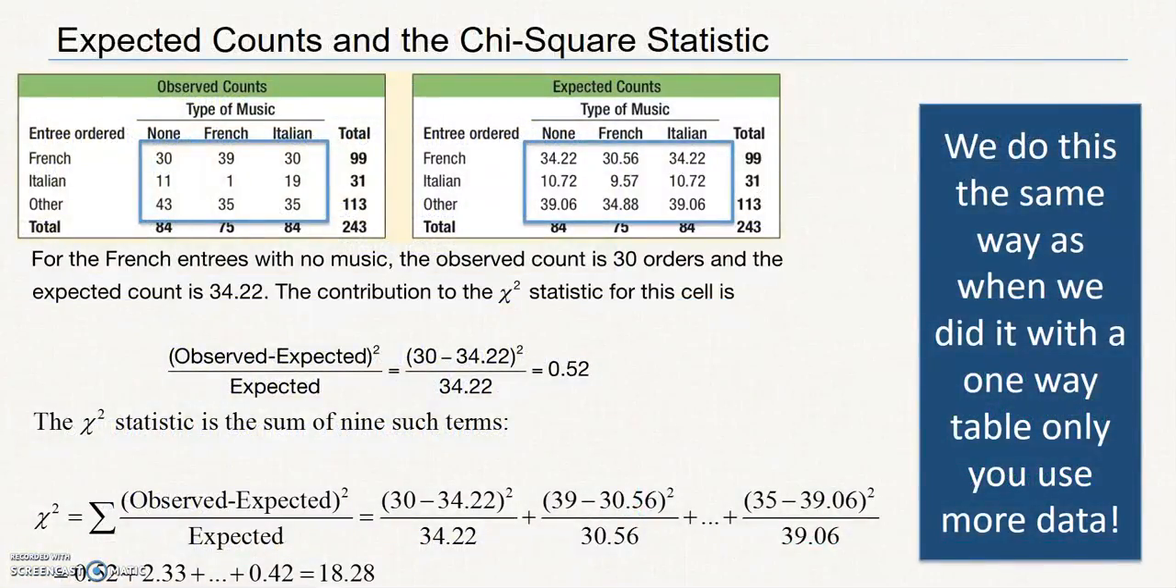Okay, so now if you wanted to calculate the test statistic by hand, you could do that. You just have more pieces of it, if you will. But you do it the same way as when we had a one-way table.